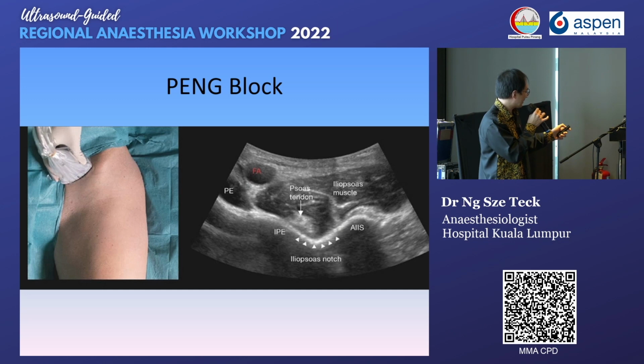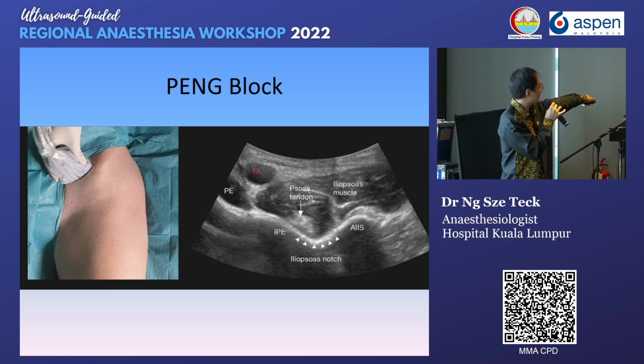So this is the picture. You just place your probe over the femoral crease to first identify the head of femur, then you slide your probe cranially and apply some tilting, then you will see this nice line. You can see the femoral artery, the iliopubic eminence, anterior inferior iliac spine, and psoas tendon. So this is the space of the PENG block, right?